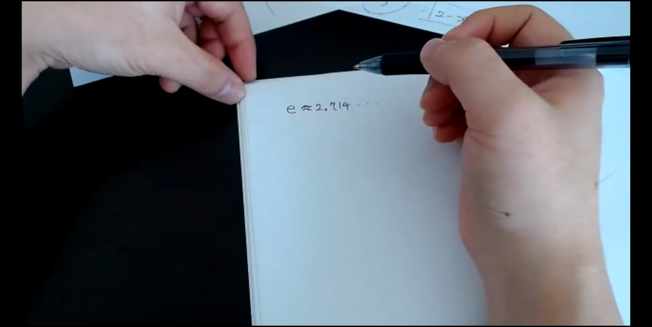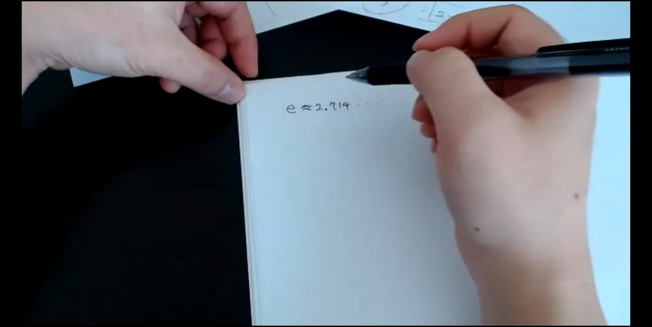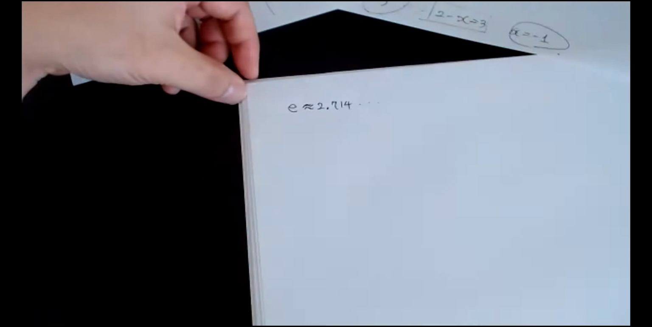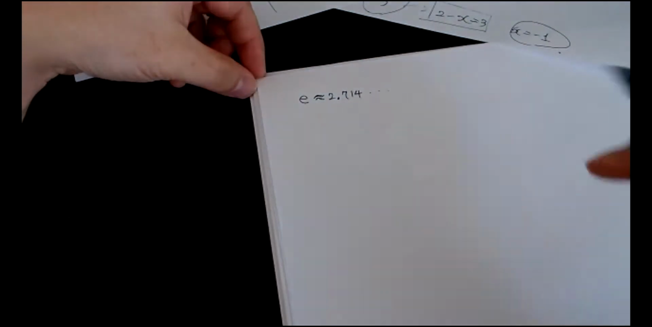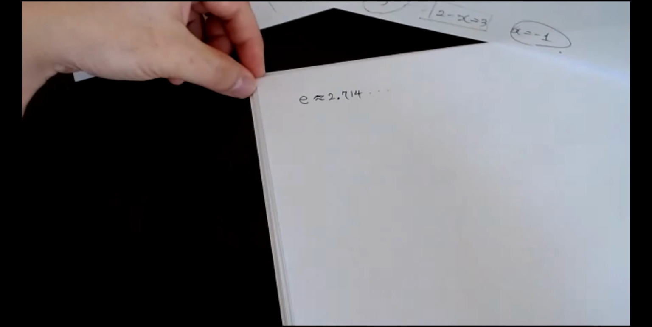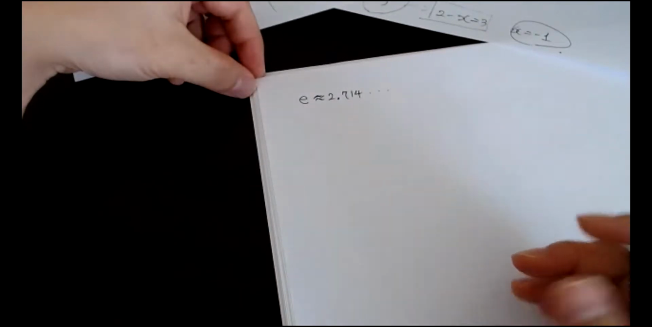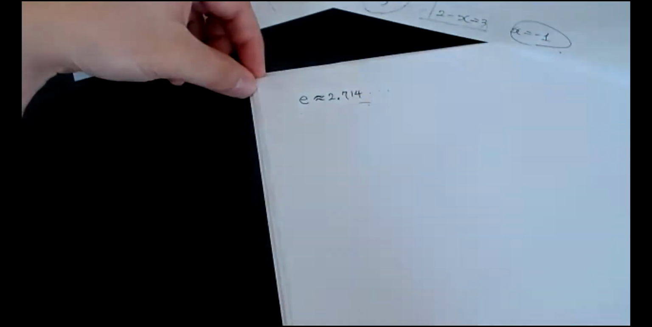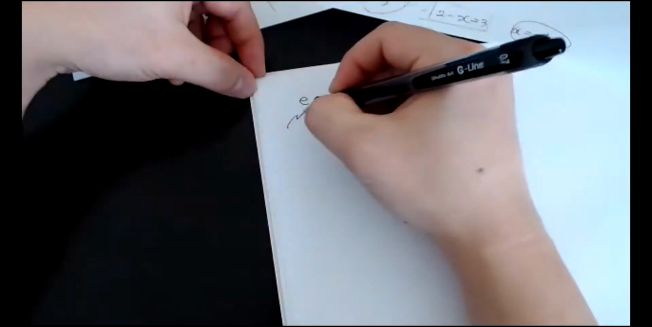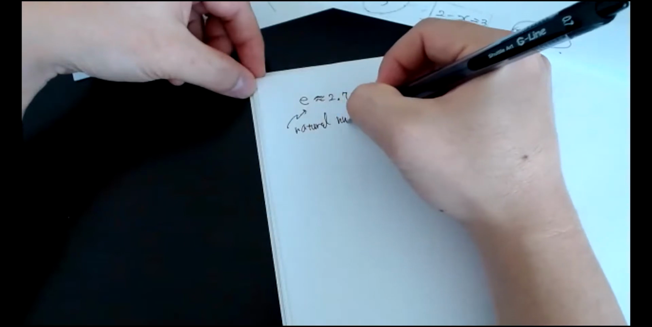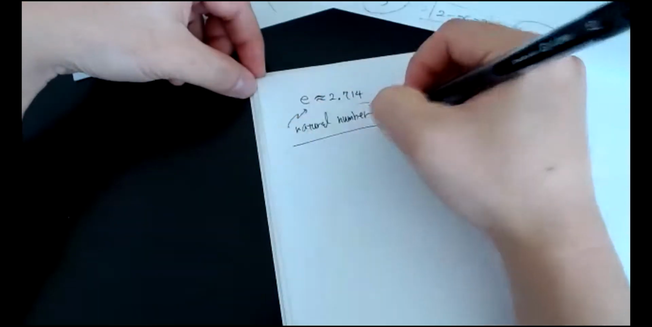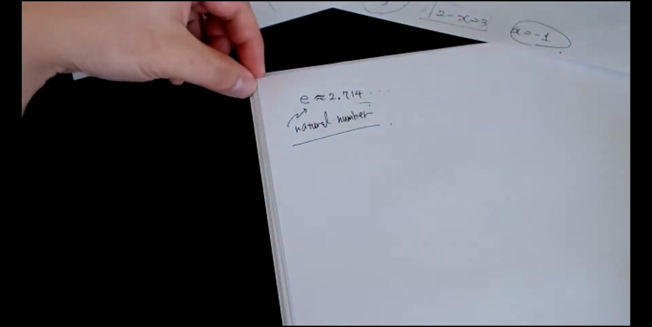Where that comes from is beyond the scope of this subject, so I'm not going to cover that one. But you can get a clue how we get this in the textbook. Just look at it. The name of e is the natural number.